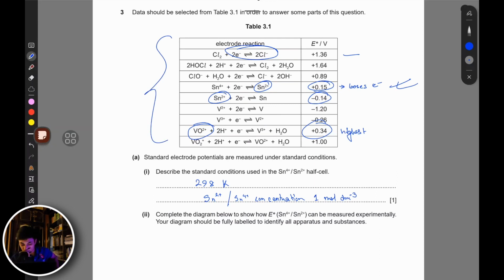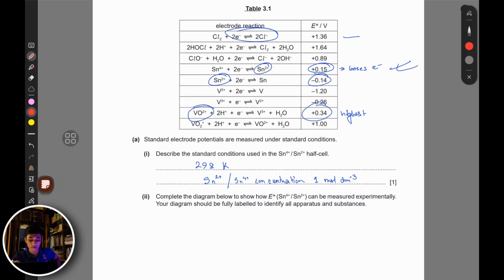Standard electrode potentials are measured under standard conditions. Describe the standard conditions used in the Sn4+ and Sn2+ half cell. So the standard conditions are basically the standard temperature, which is 25 degrees Celsius or 298 Kelvin. The other condition is that their concentration needs to be 1 mole per dm cube.